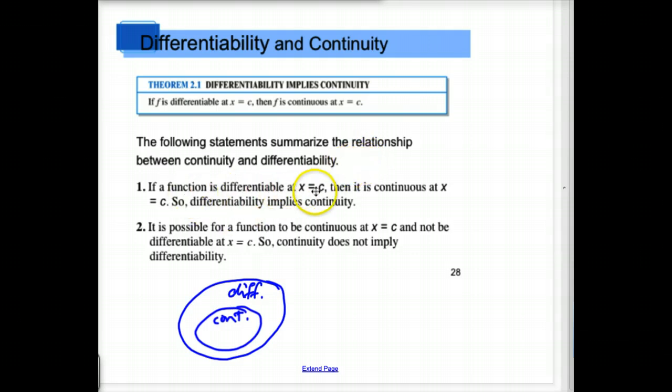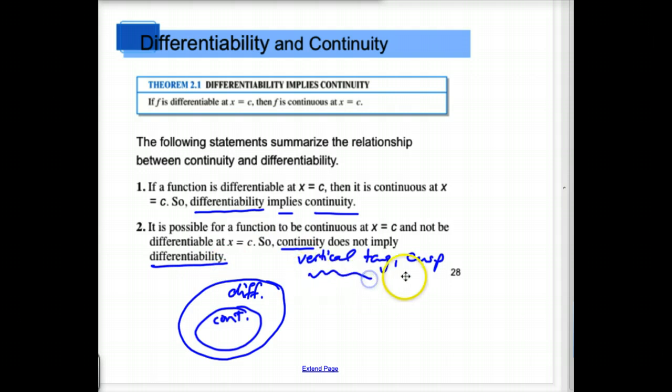So, the following statements summarize the relationship between continuity and differentiability. If a function is differentiable at c, then we assume it is also continuous. So if something's differentiable, it implies that it's continuous. If you can find the derivative, then you know there's no gaps, jumps, asymptotes, holes, or oscillations. It is possible for a function to be continuous and not be differentiable, like at vertical tangents and cusps. At vertical tangents and cusps, the graph is continuous, but it's not differentiable. So if something's continuous, you cannot assume that it's differentiable, because it could be continuous at these things, but it's not differentiable there. Okay?